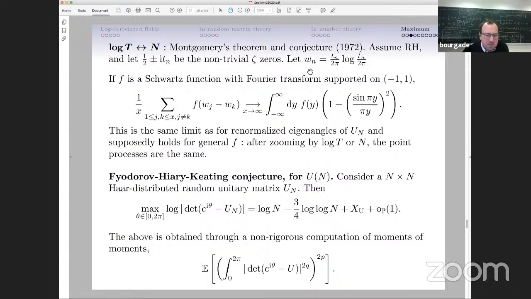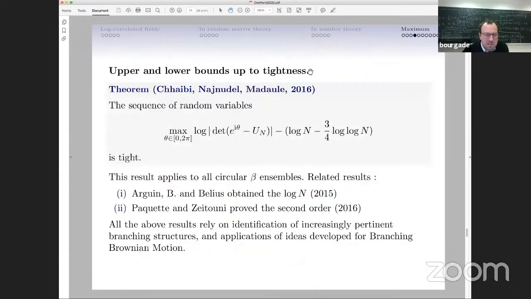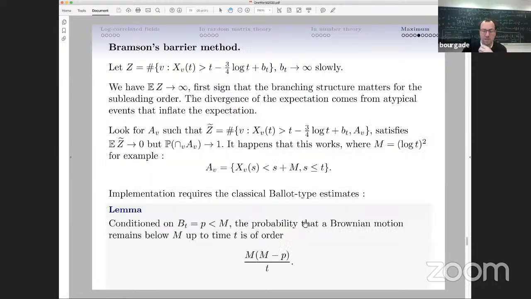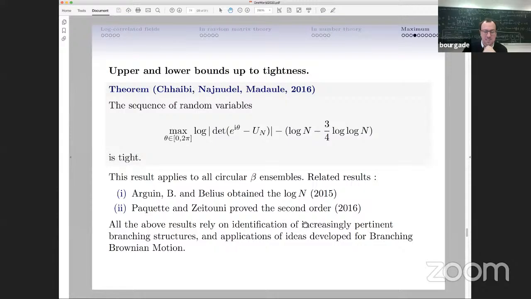So I think I will skip this slide and just mention what has been proved on these things. The best result is by Chhaibi, Madaule, and Najnudel, 2016. They proved that this maximum in the context of random matrices really has the expected first two leading orders, and even more, what remains is tight. There were previous works by Arguin, Belius, and myself, and by Paquette and Zeitouni, for first and second order. And all of these results rely on applications of ideas developed for branching Brownian motion.